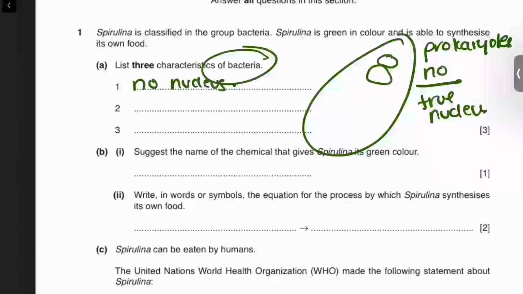You can say smaller than a plant or animal cell. You can say smaller than an animal or plant cell. That is acceptable, right? Smaller than, that's a good point, but you can't say they are microscopic.